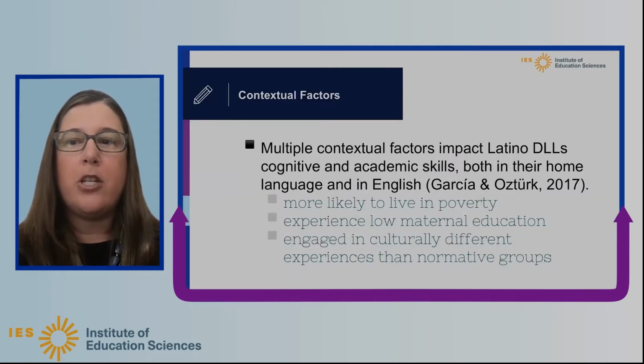These factors play such an important role in understanding the cognitive and academic skills and educational trajectories of an understudied population. For example, we know that DLLs in the US are more likely to live in poverty and experience low maternal education, which may result in lower academic performance due to systemic issues in education. We also know that DLLs generally have culturally different experiences than the normative population from which developmental competencies and the education system were established.